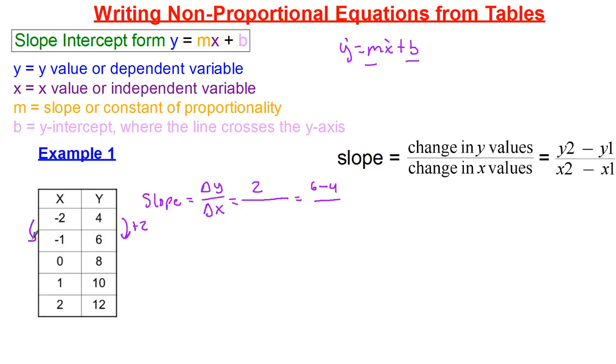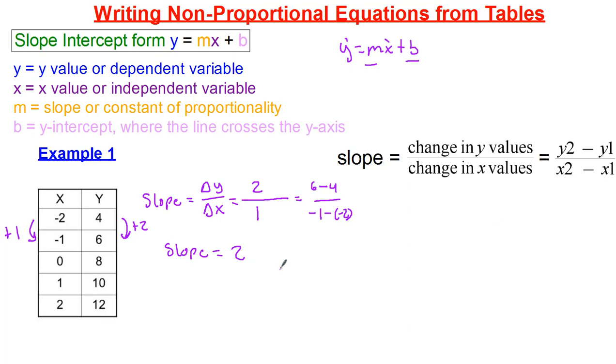Then I'm going to do my change in x. I go from negative 2 to negative 1. Negative 2 plus 1 is going to give me negative 1. So my change here is going to be 1. If I take the second one and subtract the first one, this is how I got 1. Negative 1 minus negative 2 is going to give me 1. So what is my slope? My slope is going to be equal to 2.